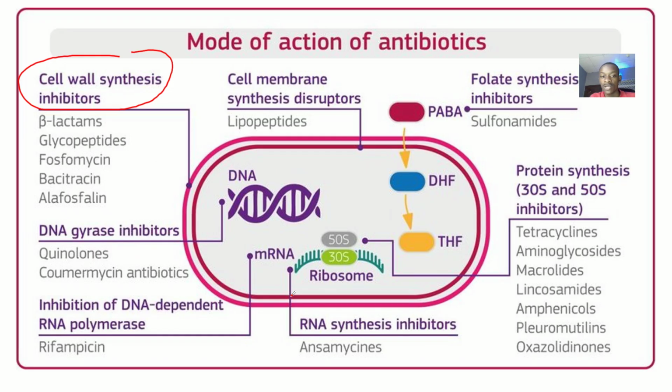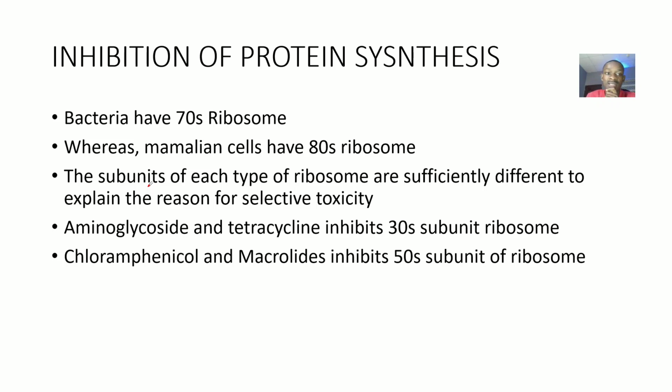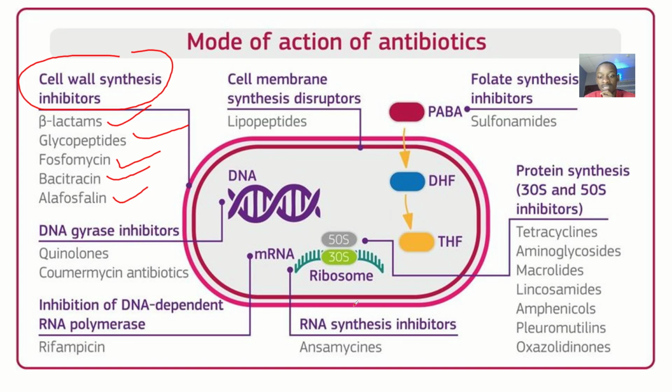Now you can see examples of drugs that can inhibit the formation of the bacterial cell wall. We have the beta lactams, the glycopeptides, fosfomycin, bacitracin, and cycloserine. Moving to the next one, we have inhibition of protein synthesis.